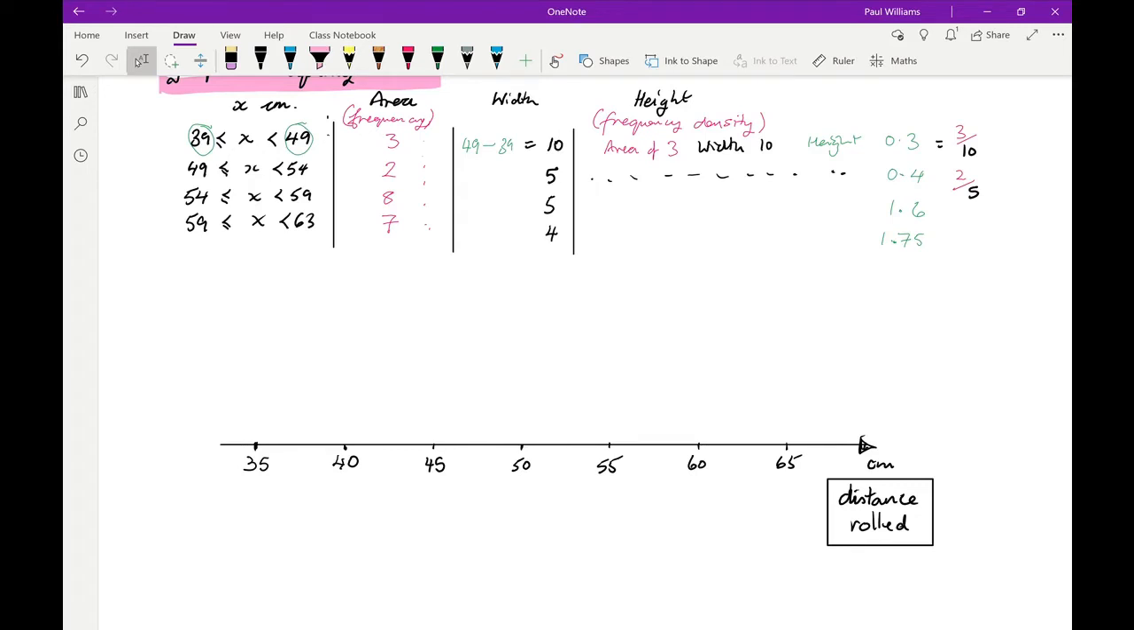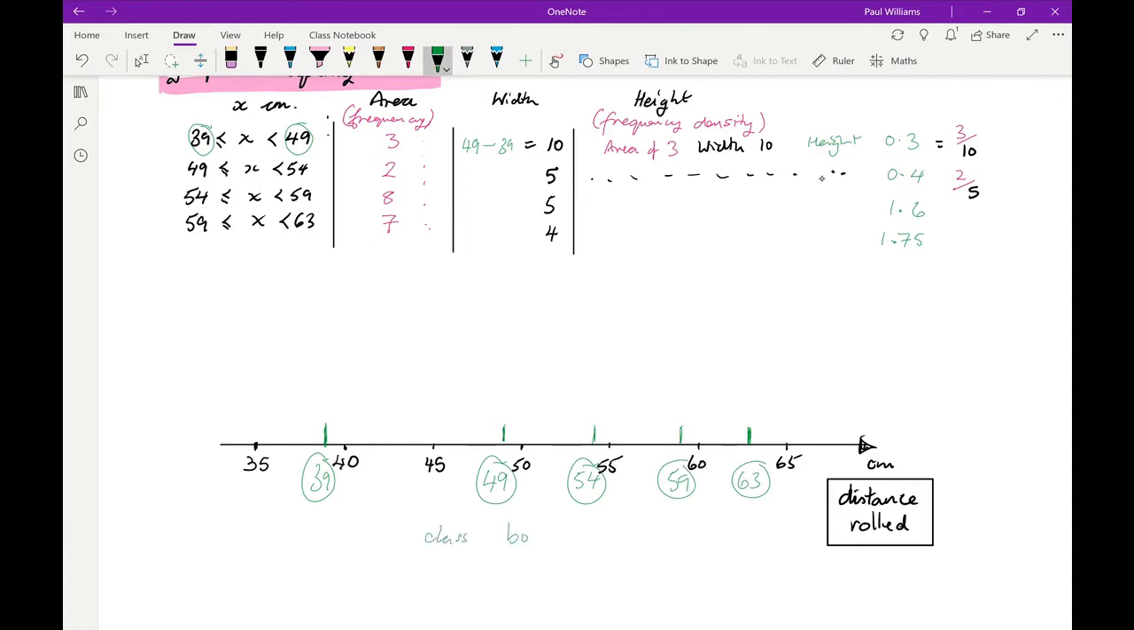Now, a histogram is a scale diagram, so I need a scale along the bottom. And onto this scale I need to put the class boundaries. So we had about here 39, and then we had 49 and 54 and 59, and about there 63. So these are important values and they need to be written quite clearly on your scale. So there I've written them. Those are the class boundaries.